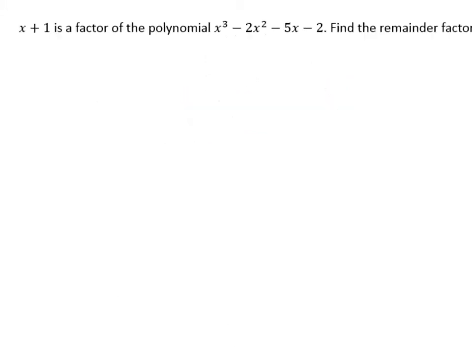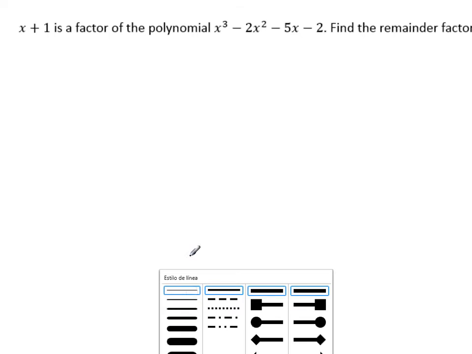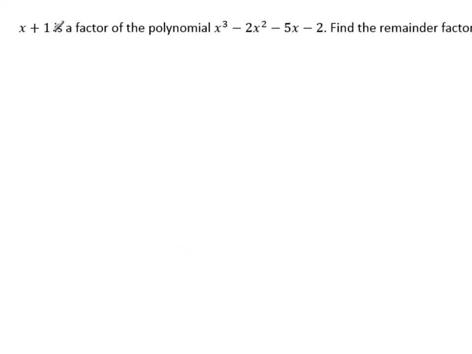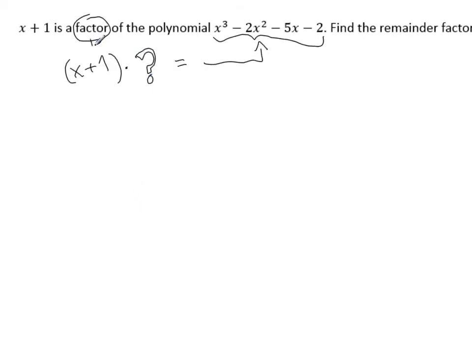And finally, if I know that I have a factor of a polynomial, look at this one here, right? X plus 1 being a factor of x to the power of 3 minus 2x squared minus 5x minus 2. It means that x plus 1 times something is going to give me that thing there. That's what factor means, the same way that 4 is a factor of 24. It means that 4 times 6 is going to be 24.